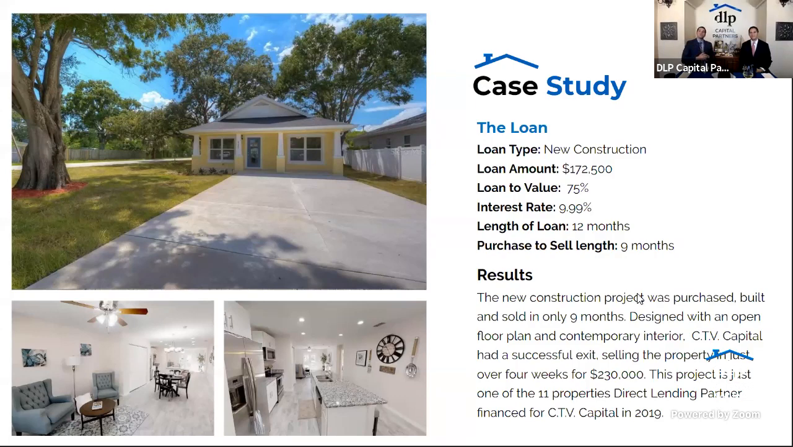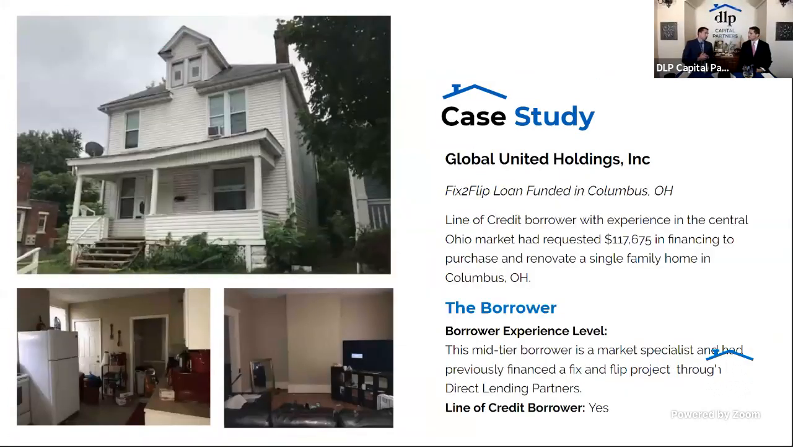We did a $172,000 loan in this property, 75% loan to value, which is on the high end of what we do. 10% interest rate. Took 9 months for them to build this home and sell it. They sold it for $230,000. This was one of 11 homes that we funded CTV on last year alone, and we'll fund them on even more this year as they're continuing to grow and ramp up their business with the opportunities in front of them.